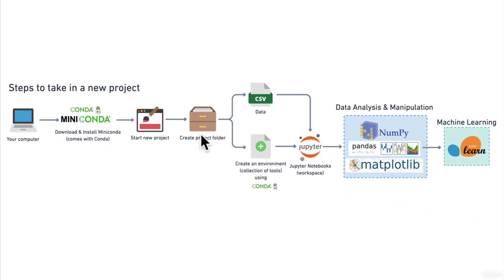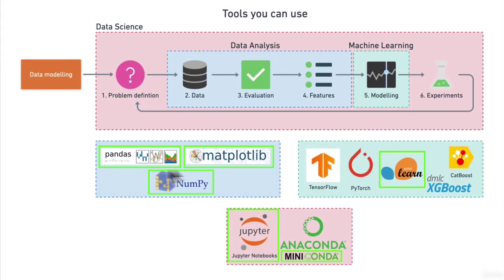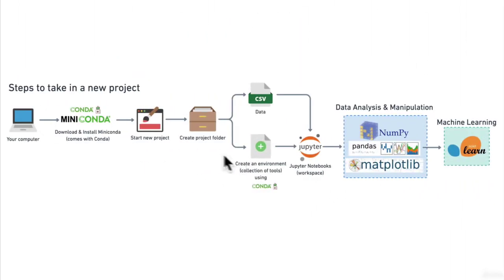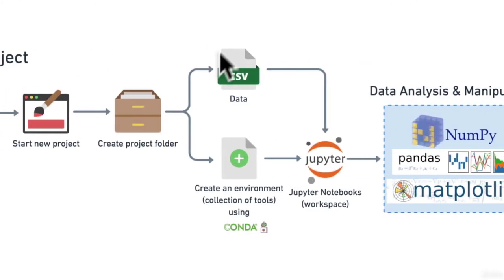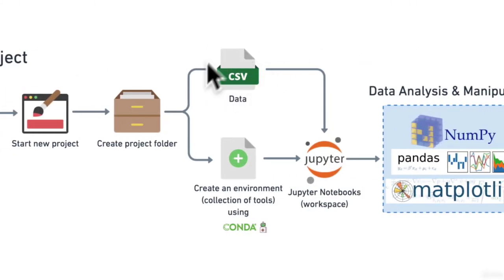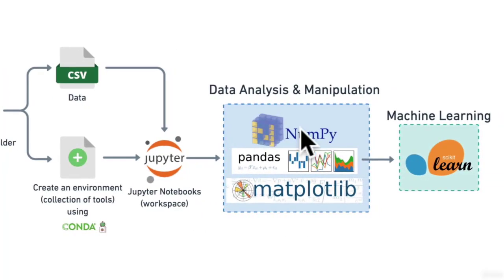And now, of course, because we're using the exact same tools as what we did in the previous structured data project, you could complete this entire project, the bulldozer sale price prediction, in that previous folder. However, for completeness, we're going to create a new project folder. We'll download our data from Kaggle. We'll get to that in a second. We'll create an environment which holds all of our tools that we'll be using. We'll use our Jupyter notebook as our workspace. We'll perform data analysis and manipulation using our Numpy, pandas, and Matplotlib tools, and then machine learning using Scikit-Learn.